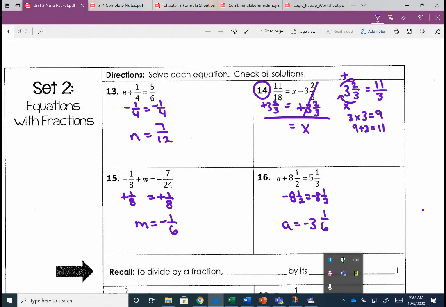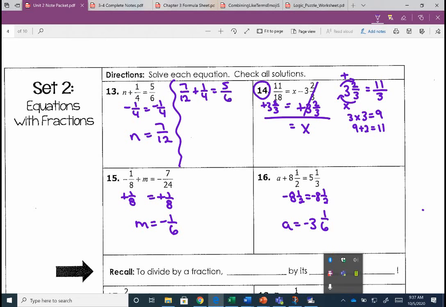Now, the one thing I've forgotten to do today is to make sure we go back and check. Just like using our inverse operations, checking doesn't change just because now we have fractions. So if I just do a quick refresher on how to check with number 13, we take what n equals and we substitute it back in for n. So instead of n, I'm going to write 7/12 plus 1/4 equals 5/6.